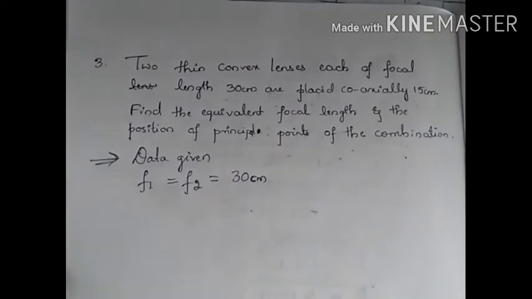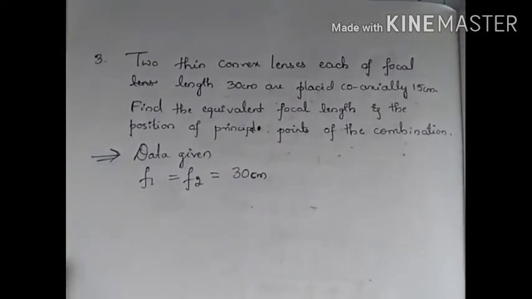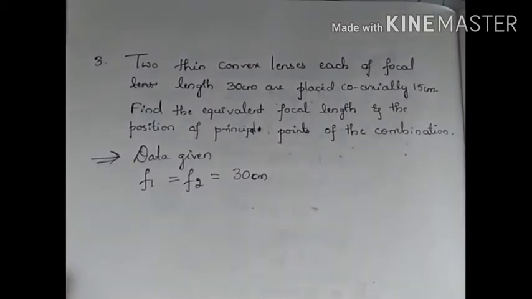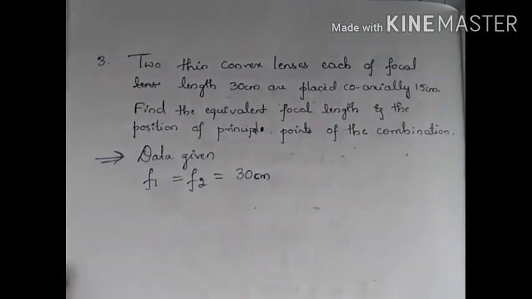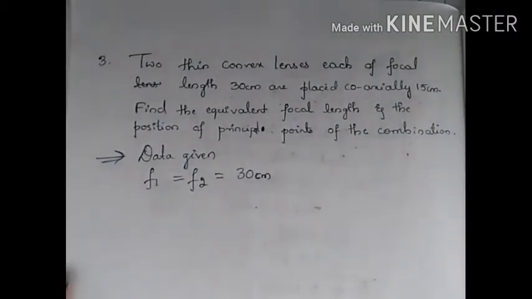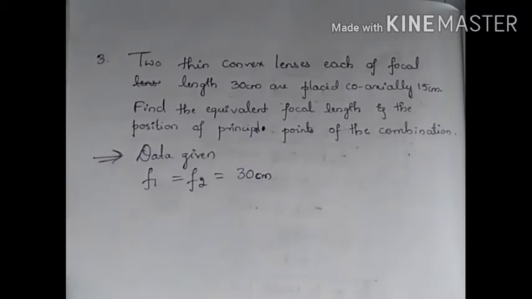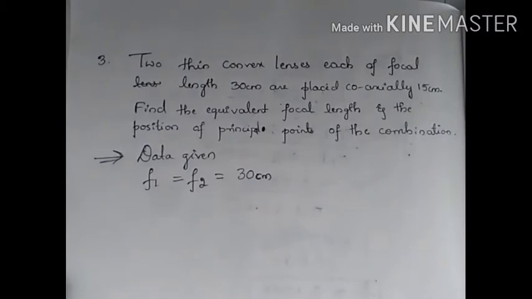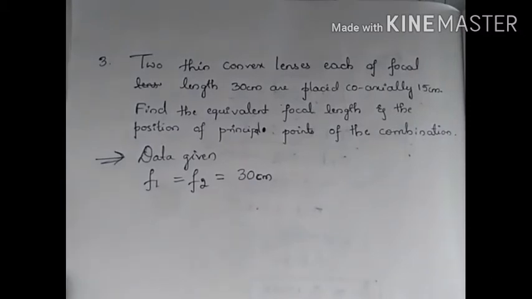So the next question is: two thin convex lenses, each of focal length 30 cm, are placed coaxially with a 15 cm distance between them. Find the equivalent focal length and the position of principal points of the combination.